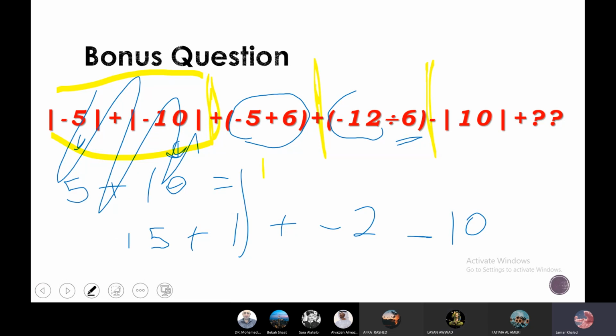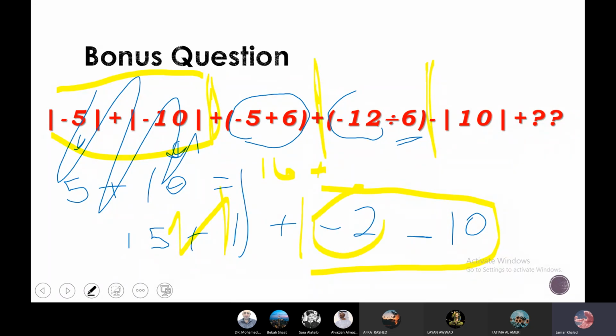Okay, the answer will be 16. Okay, we have done this part. Now, 16 plus negative 2 minus 10 here. Negative 2 minus 10, what will the answer be? As you see, we have the same signs. Here is negative 2, and here we have negative 10. So we're going to add 10 plus 2. I think it will be minus 12.